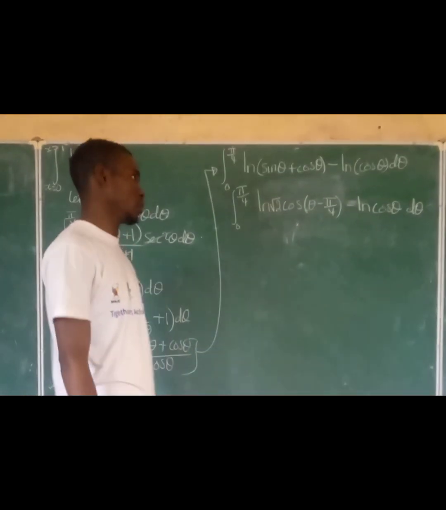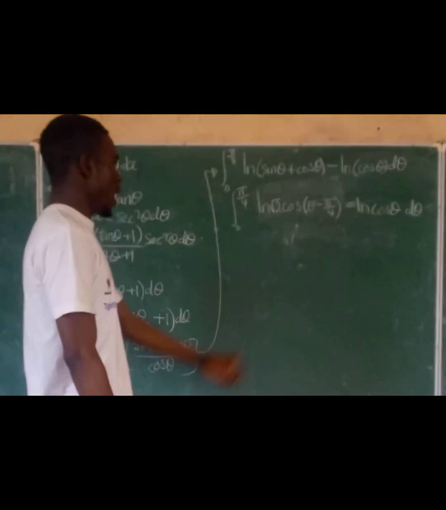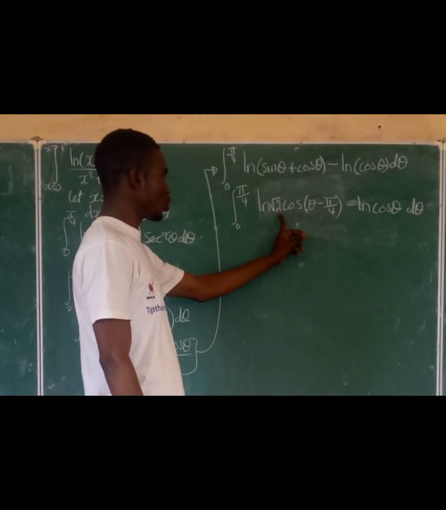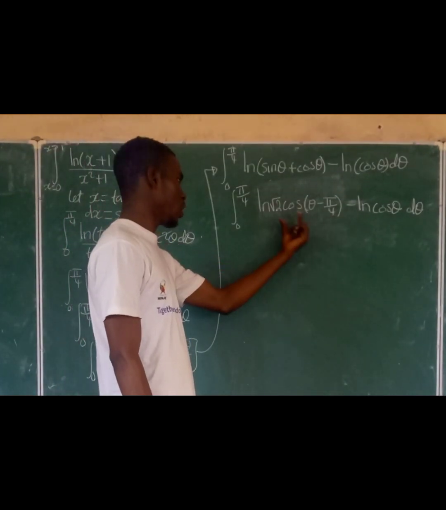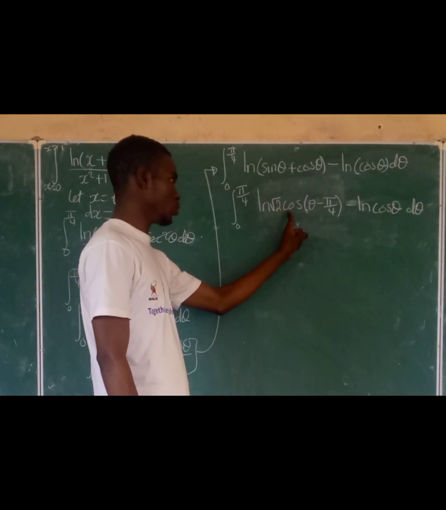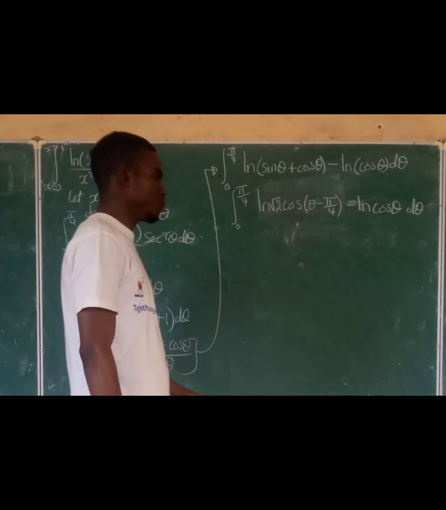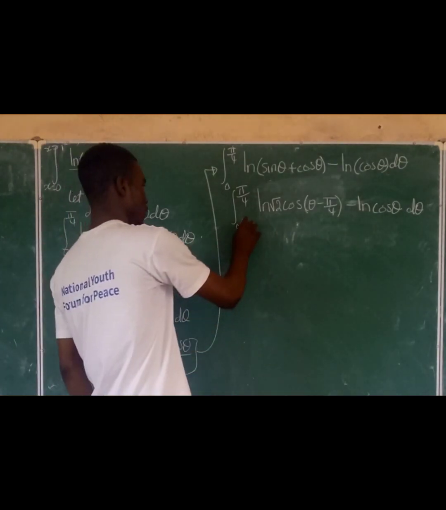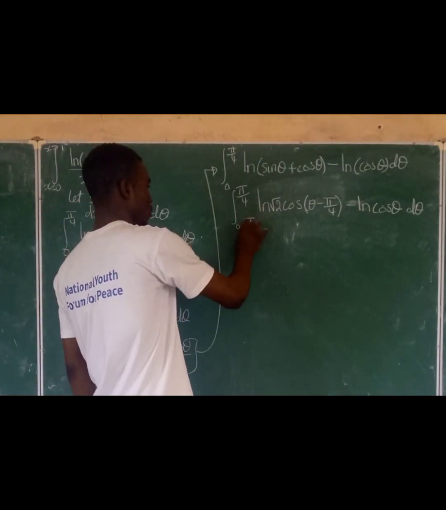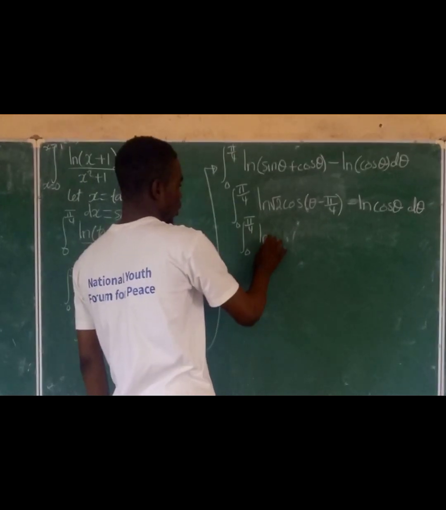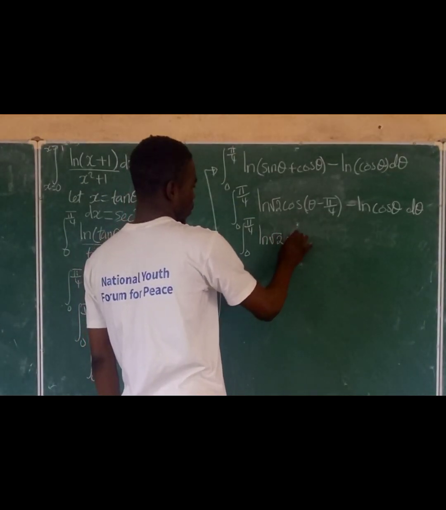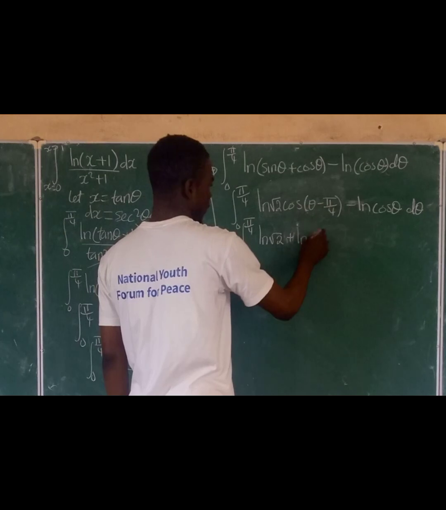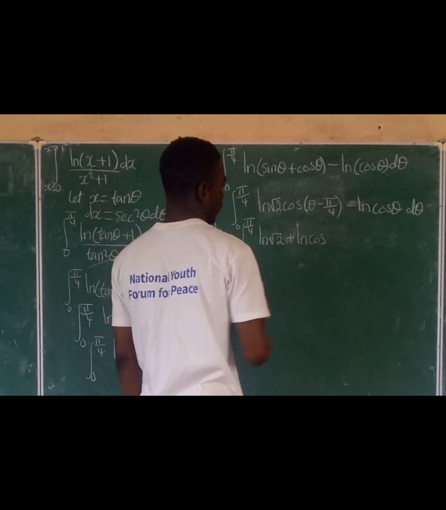That makes it right. Now, I have two functions here. I have a constant function of root 2, and I have the cos of this input. So, I might want to split them into 2, okay? Yes, let me split it. So, I'm going to have the integral from 0 to pi over 4 of the natural log of root 2 plus ln of the second, which is cosine of.